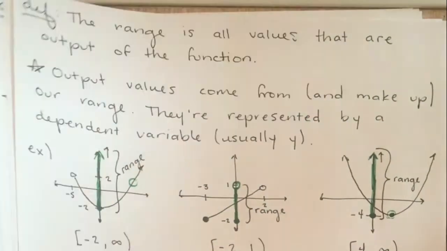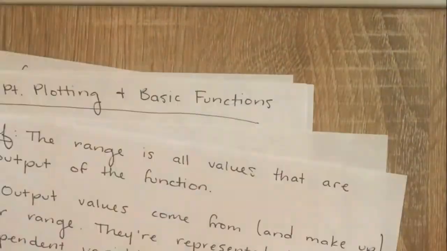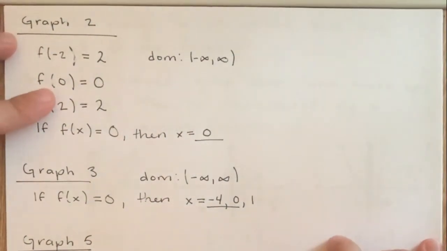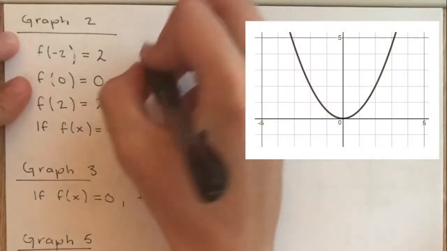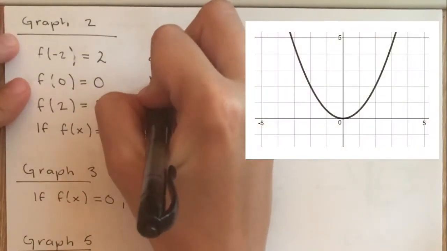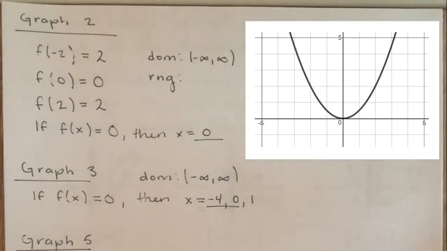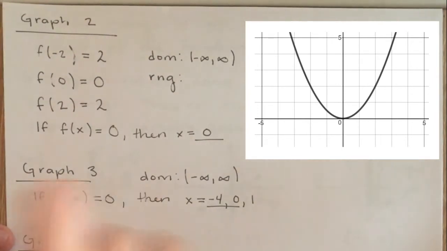Let's look at these with our examples from the lab manual that we've been looking at. So the range of graph 2, I'm just going to write RNG. What is the lowest point on the graph? It's the bottom of that valley of that quadratic function. That's the lowest point on the graph, and it has a y value of what?